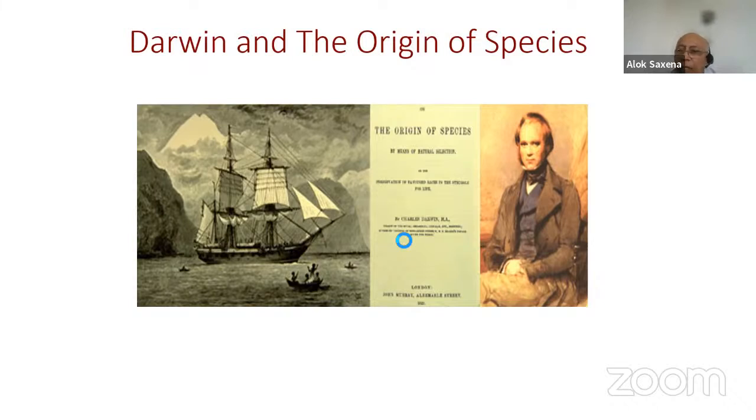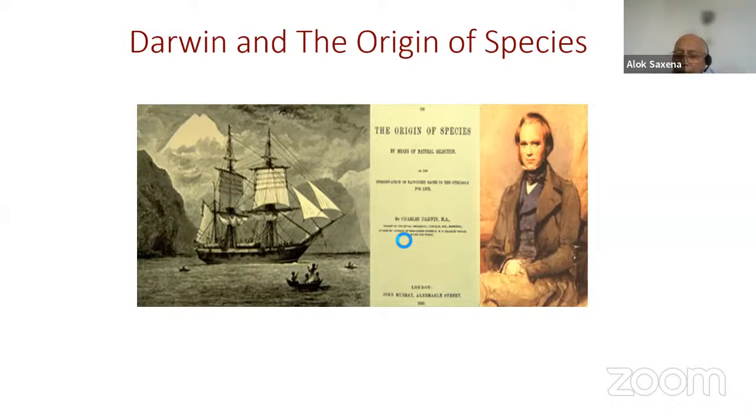After he returned, he started analyzing all his data and all the specimens he brought, and suddenly he started thinking in that direction. Darwin never believed in the theory of creation by God, but here that was the point of difference with his wife, because his wife was a very strong believer in God and in church. So because of this, Darwin could not publish his work.